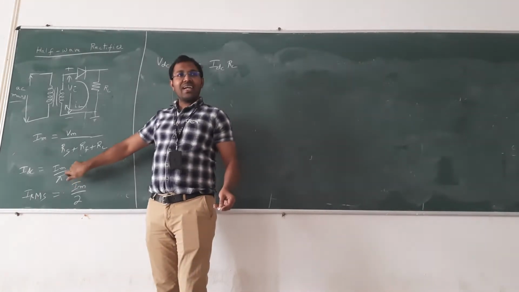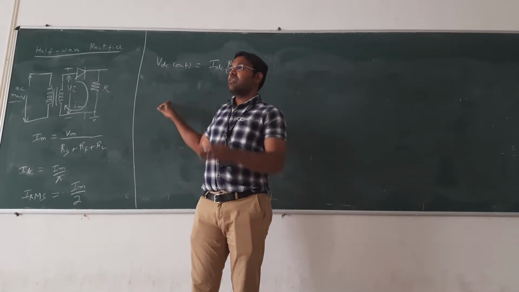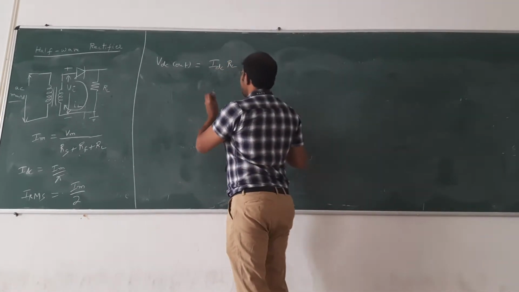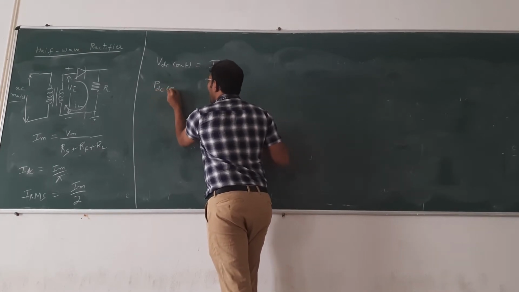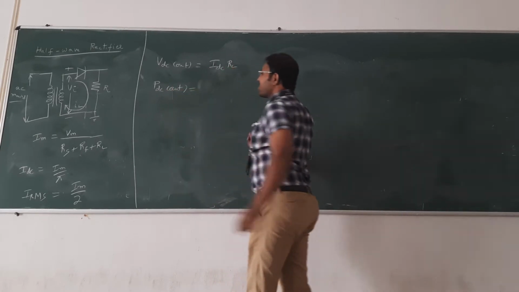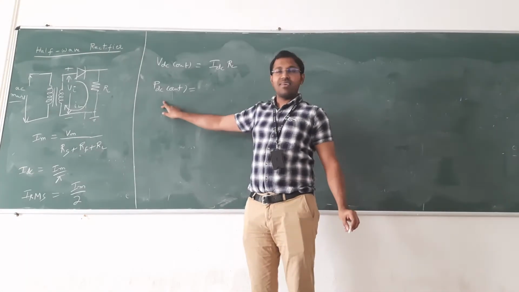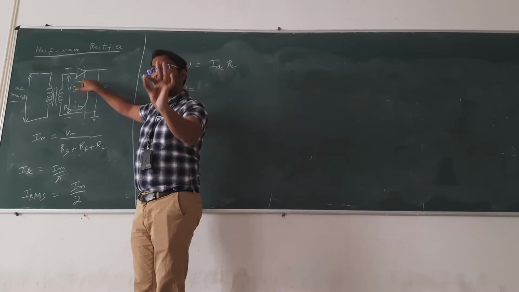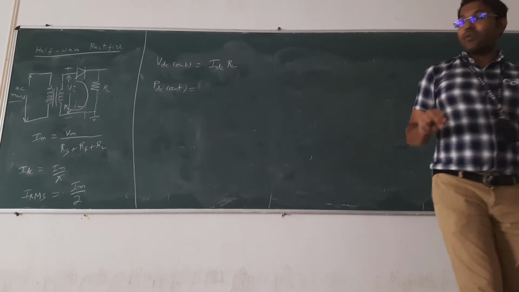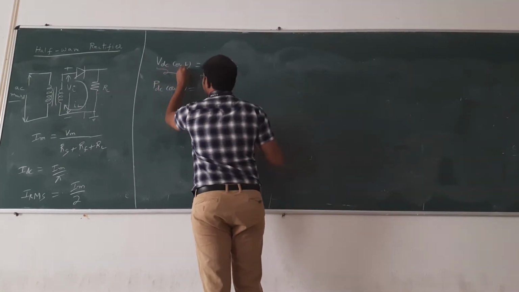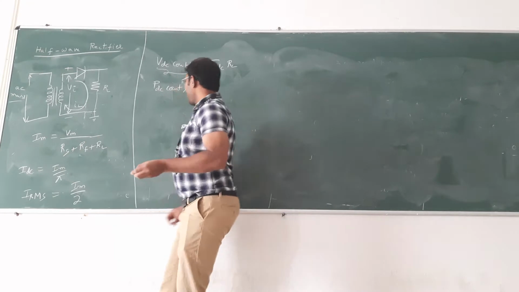What is the expression we did? IM by pi substituted, and in place of IM we substituted this. Isn't it? That is what we did in the previous class. Both are same. Right. So VDC out we got. So PDC out will be what? See, power is always voltage into current. DC power is DC voltage into DC current. What is the DC voltage? This one. What is the DC current? This one.